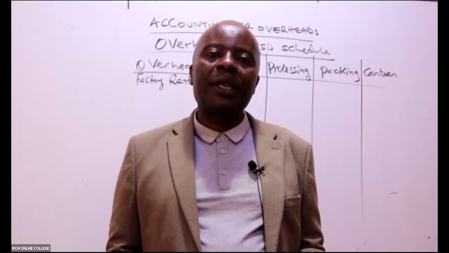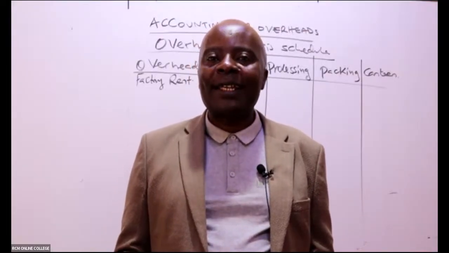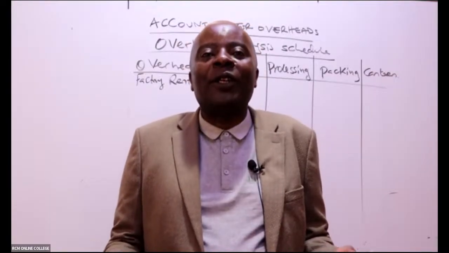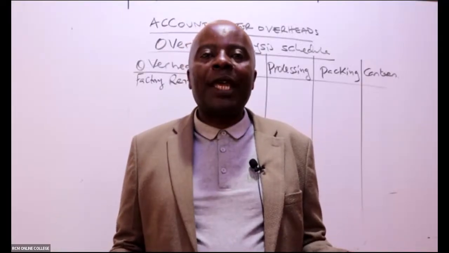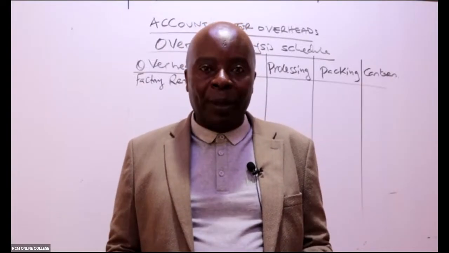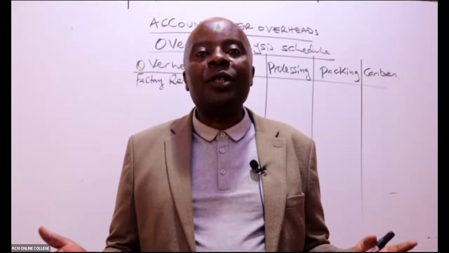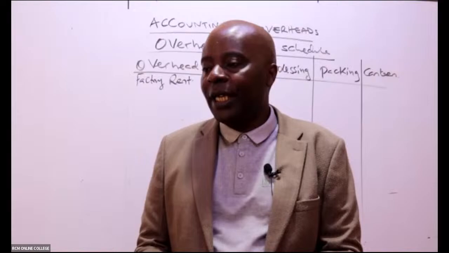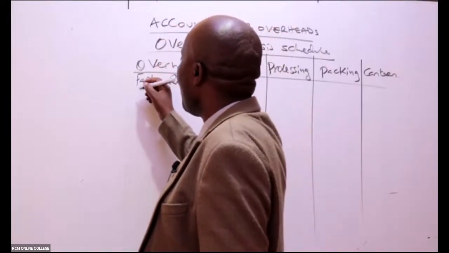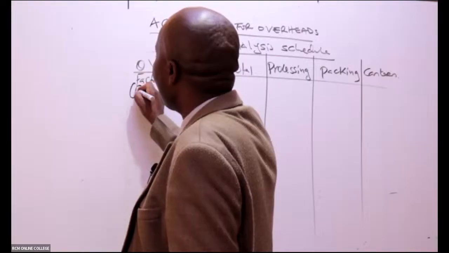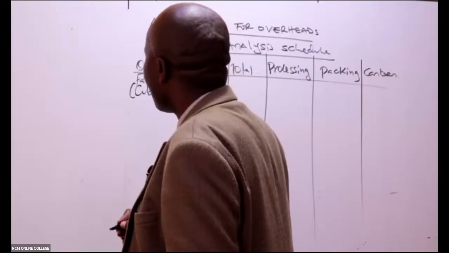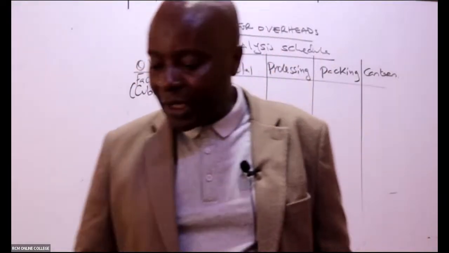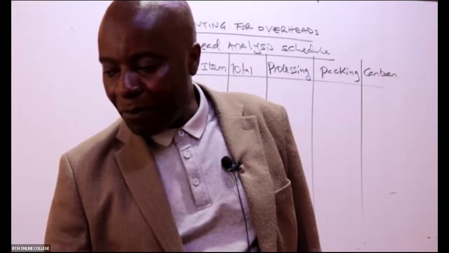But you see, ladies and gentlemen, the bigger the space you occupy, the more the rent you should absorb. So for factory rent, we shall be using things like cubic space or floor area to do the apportionment. This time round for factory rent, we are using cubic space. They have already given us the cubic space units. We can see them here.